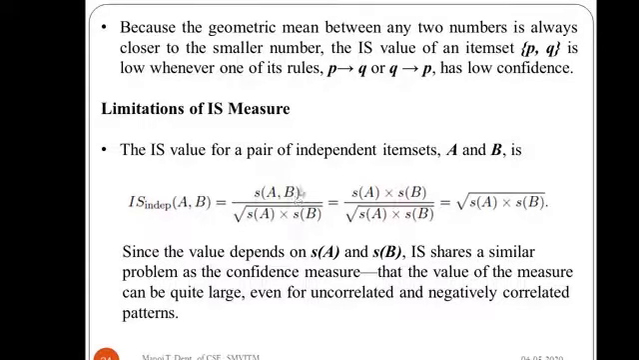You know that S of A and B are independent. So S of A into S of B divided by the square root of S of A into S of B, which if we multiply by a particular mathematical value, we can show the formula like this, that is the square root of S of A into S of B. It is very simple, you can just work it out and check. Now the problem is in the limitation.